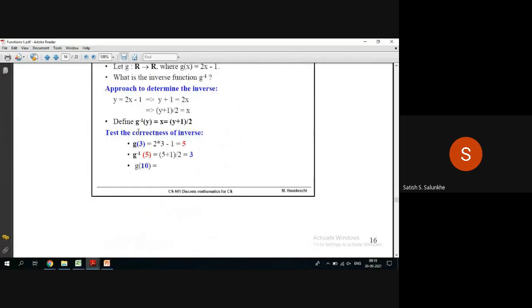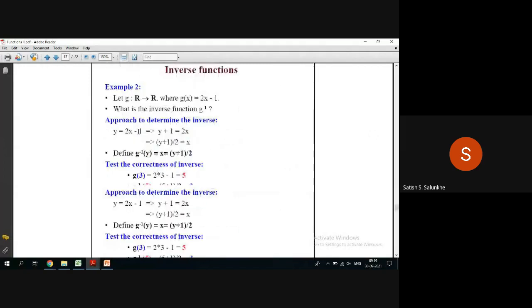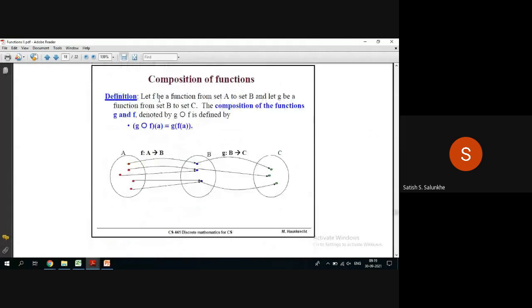What we are talking about right now is the composition. So let f be a function from set A to set B. This is the domain and this is the codomain for this function f. And let g be a function from set B to set C. So this is the domain and this is the codomain for this function g. So the composition of the functions g and f, denoted by g composition f, g of f of a, means what? You want to identify where this element is mapped; it is just like there is a transitivity.